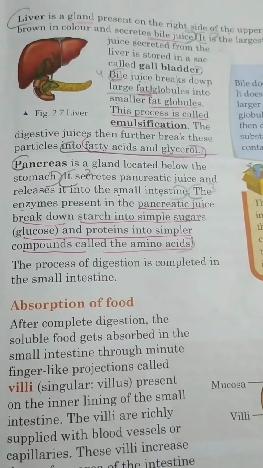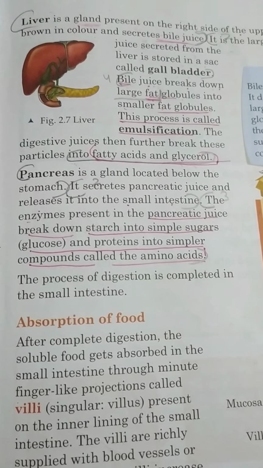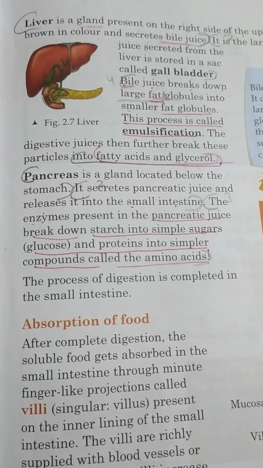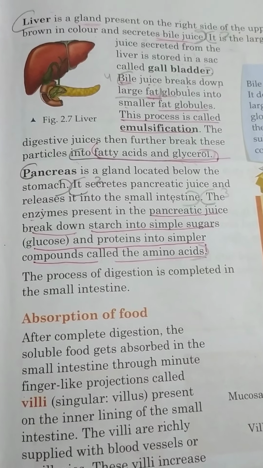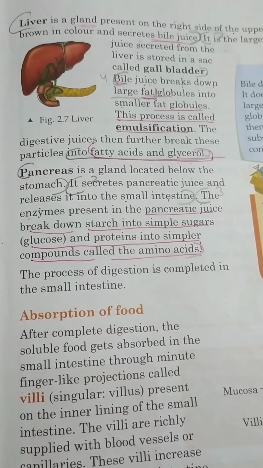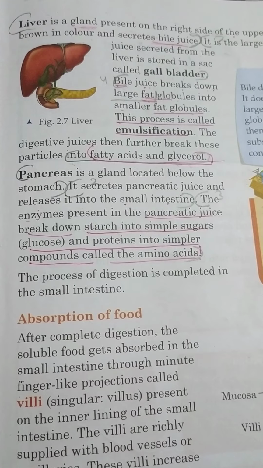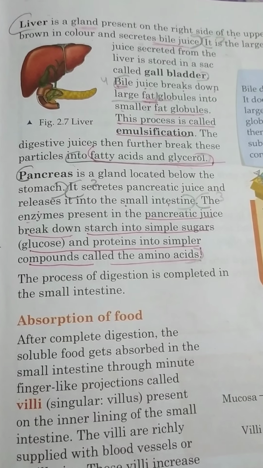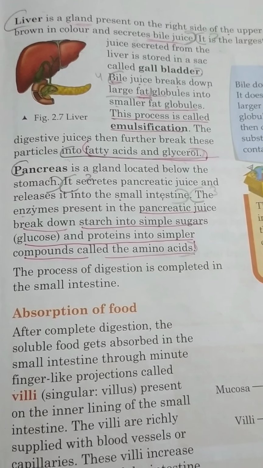The pancreas also secretes juices, and the juices from the pancreas are called pancreatic juices. Enzymes present in the pancreatic juice break the starch into simple sugar. This I made you underline, already written. So you just underline to highlight it. Starch into simple sugar, proteins into simpler amino acids, and fat into fatty acids. So the process of digestion is completed in the small intestine.